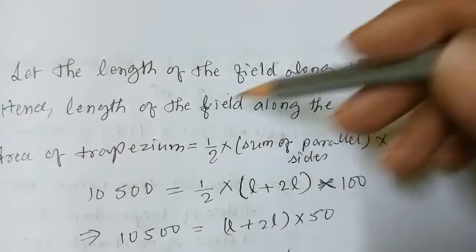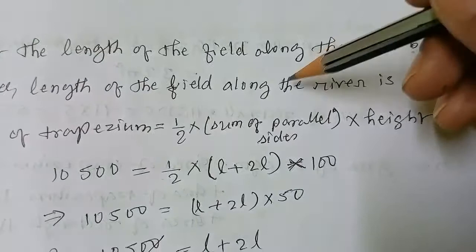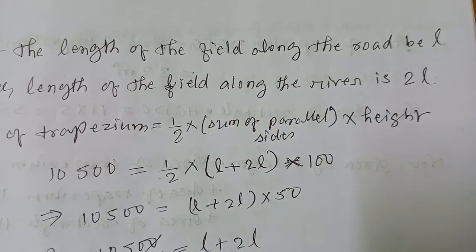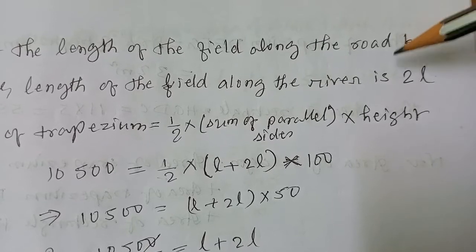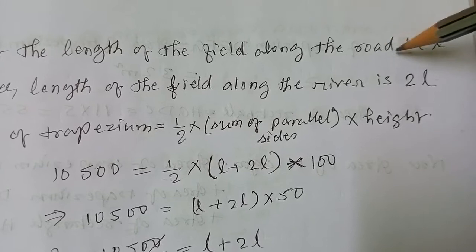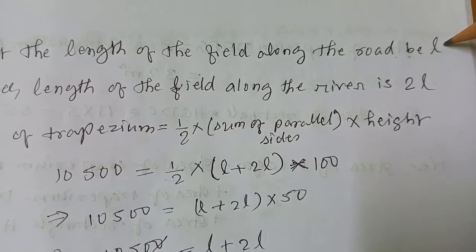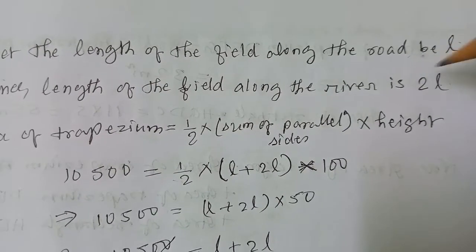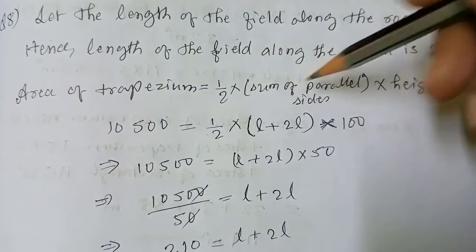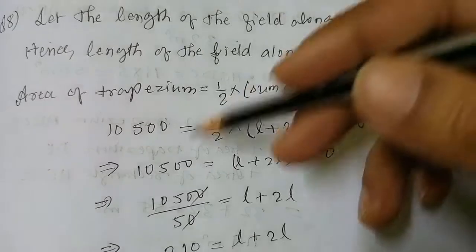Then the length of the field along the river is 2L, because the condition given is that the side along the river is twice the road length. So the road length you have assumed is L, and the river length will be 2L. The area of a trapezium is half into the sum of parallel sides into height. So you have to use this formula.